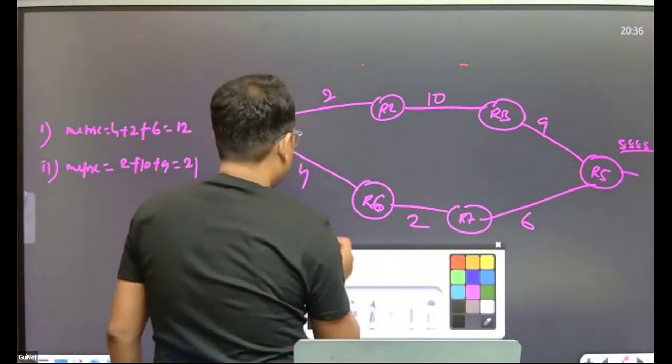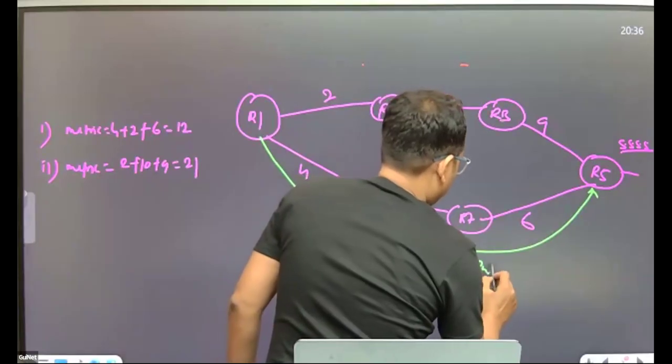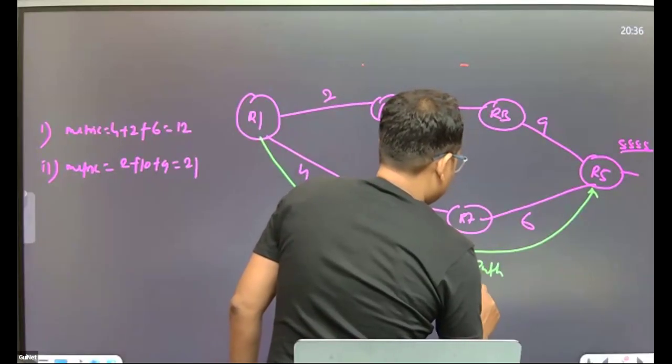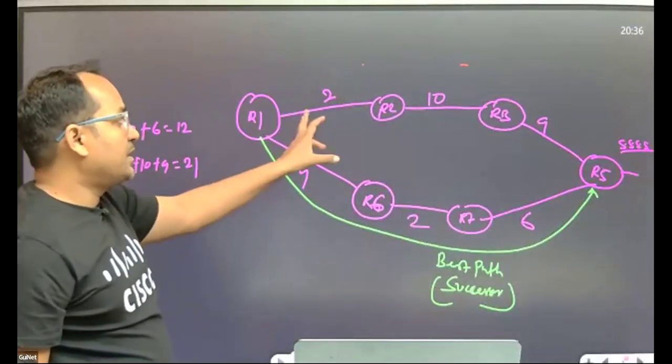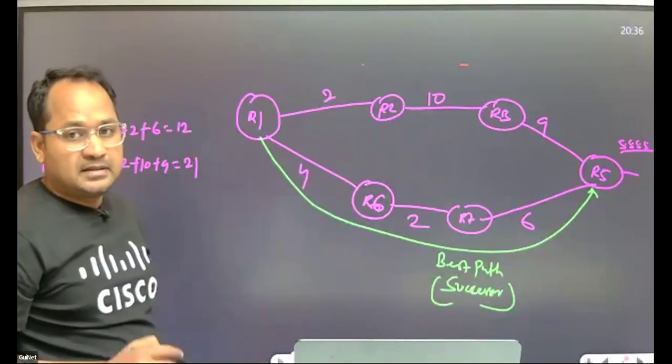We all agree? This path is my best path, right? Best path. And it's known as the successor. Clear? Now this path is going to become feasible successor or not? What do you guys think?